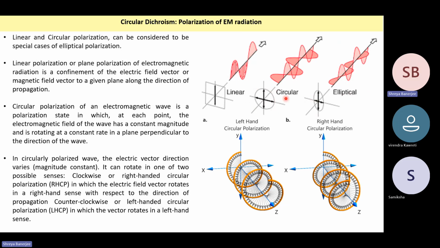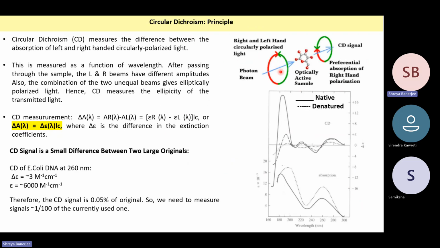This circularly polarized light can be of two kinds. One is left-handed, which is the anti-clockwise direction. If you start from here and follow the light, you can see it is anti-clockwise. Another is right-handed, where if I start from here, it follows the clockwise motion. So in circular dichroism, light of both kinds, left-handed and right-handed circularly polarized light, is passed through the sample. And depending on the nature of the sample, it will absorb in a different way.